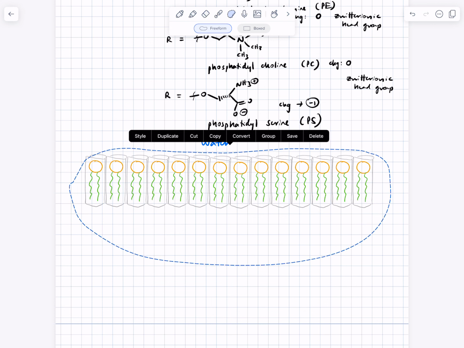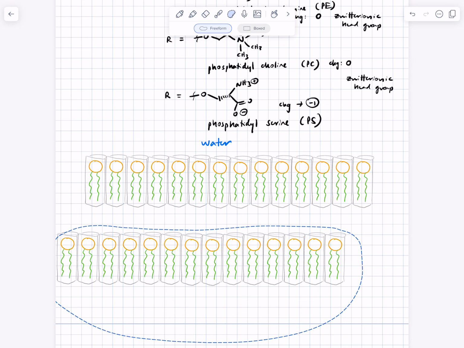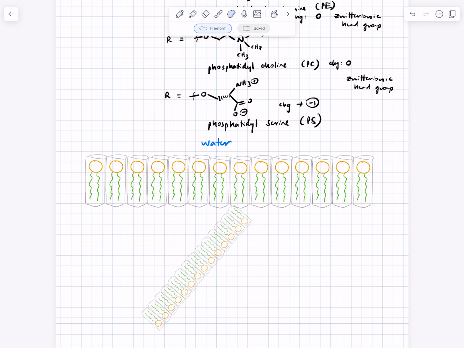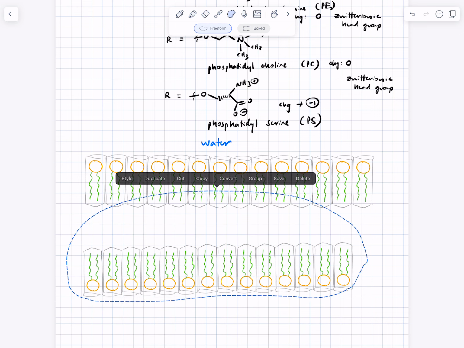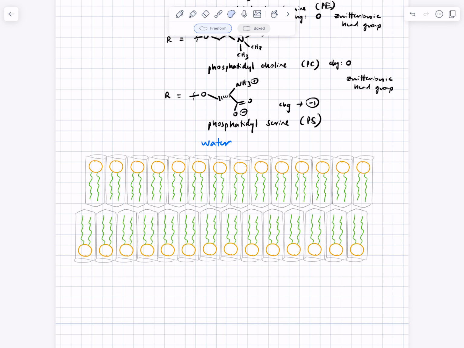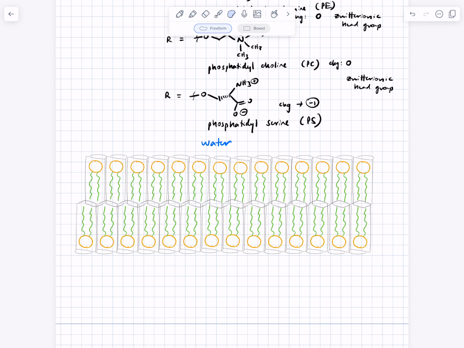But this conical shape of the phospholipid leaves the backside totally and completely exposed to water, and so we can have one leaflet of phospholipids line up with another leaflet of phospholipids to form what's called a phospholipid bilayer. It's water on the one side, water on the outside, and this is the composition of biological membranes.